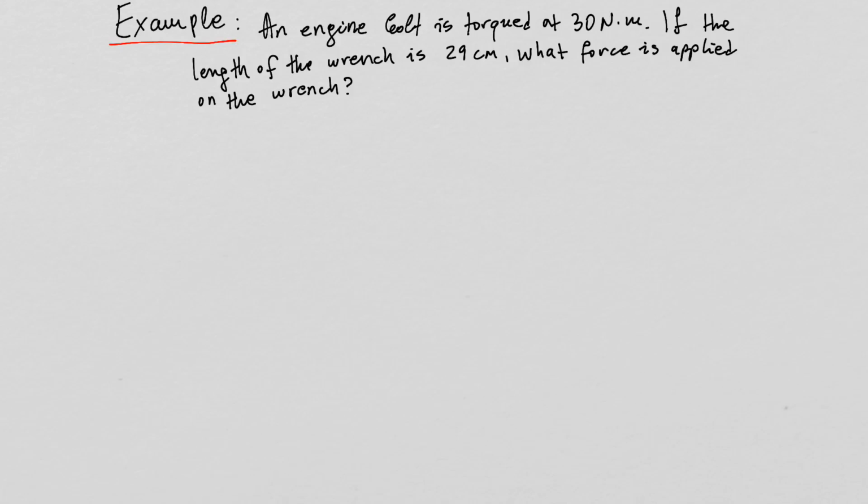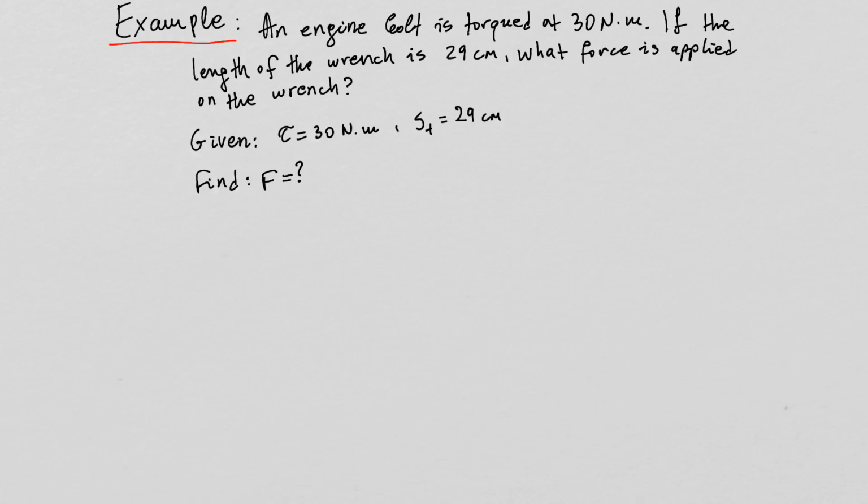Let's look at the following example of application of the formula for torque. An engine bolt is torqued at 30 Newton meters. If the length of the wrench is 29 centimeters, what force is applied on the wrench? So we know the applied torque, which is 30 Newton meters. We know the length of the wrench, which is essentially the torque arm, 29 centimeters. We are looking for the force.